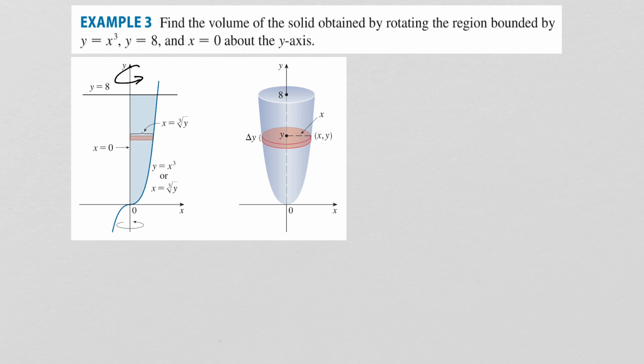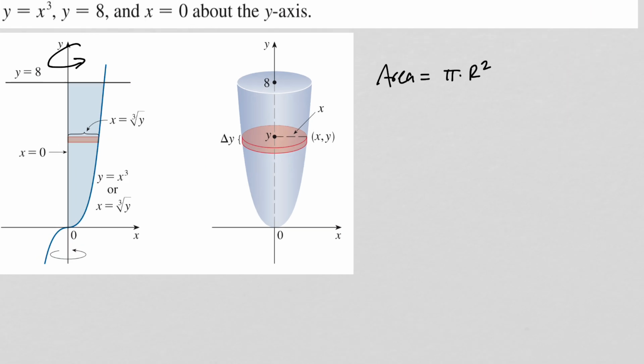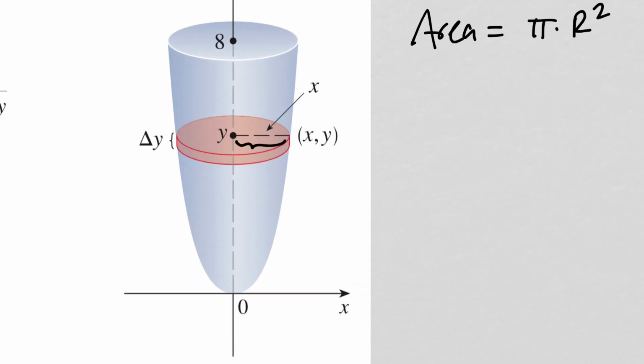Now again, I want you to notice that when you rotate that around and you take a cross-sectional piece, this of course is going to be a disk again. And so we know the area of that disk is going to be pi times the radius squared. So the only question is, what is this radius here?